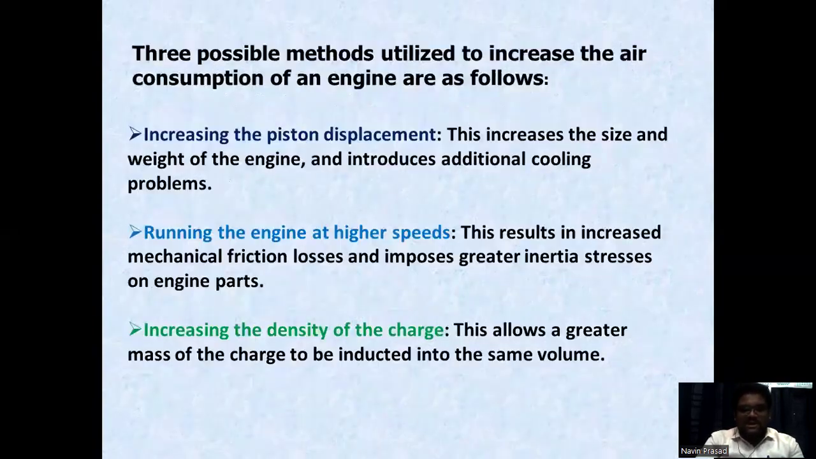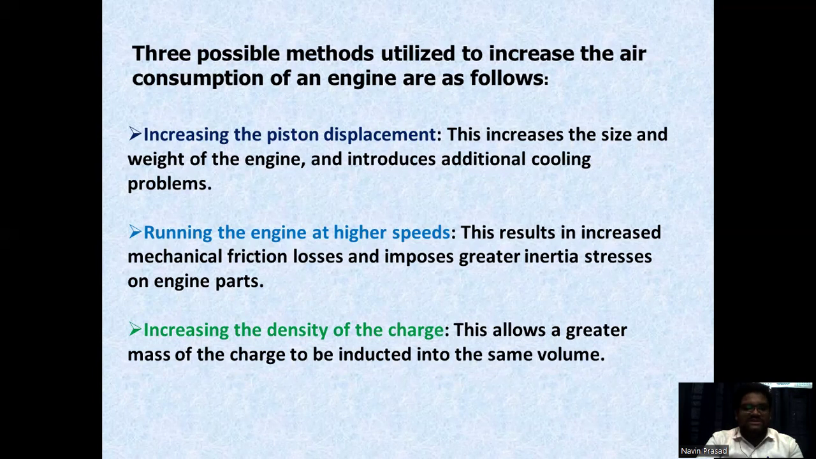Three possible methods are utilized to increase the air consumption of an engine. The first is increasing the piston displacement, the next is running the engine at higher speeds, and the last is increasing the density of the charge. Increasing the piston displacement increases the size and weight of the engine and introduces additional cooling problems. Running the engine at higher speeds results in increased mechanical friction losses and imposes greater inertia stresses on engine parts. The last, increasing the density of charge, is the most important.